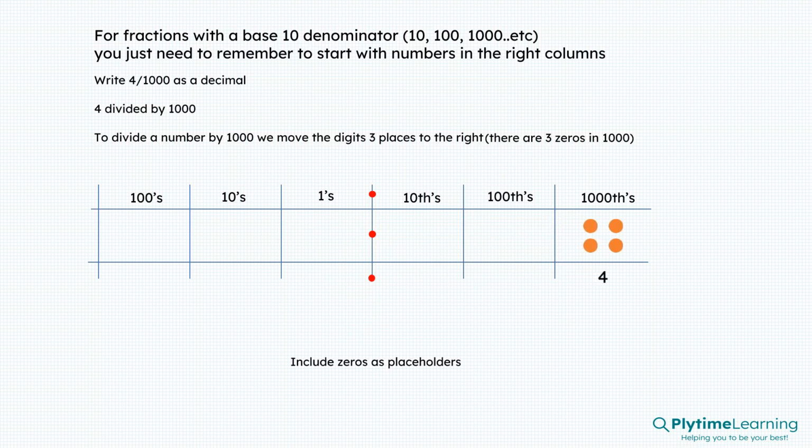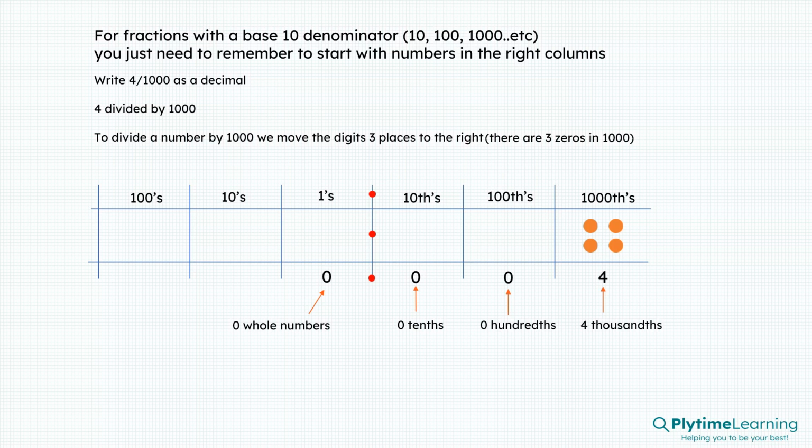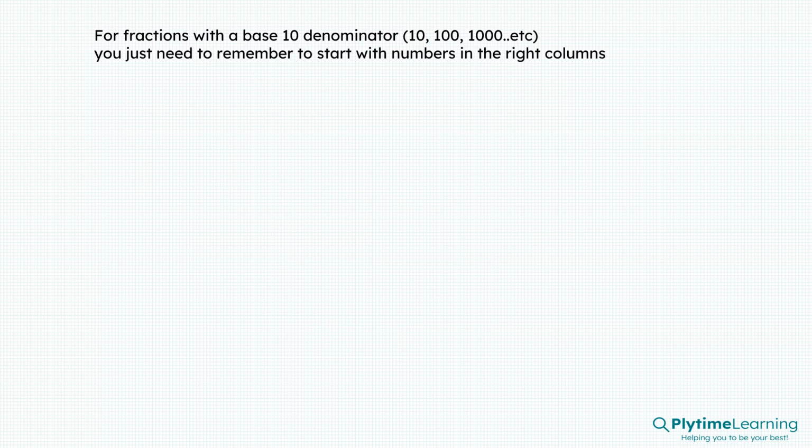We now need to include zeros as the placeholders. There's 0 in the ones column, or 0 whole numbers. There's 0 in the tenths column. There's 0 in the hundredths, and 4 in the thousandths. So 4 over 1000 equals 0.004. We have 4 thousandths. For fractions with a base 10 denominator, we just need to remember to start with numbers in the right columns.